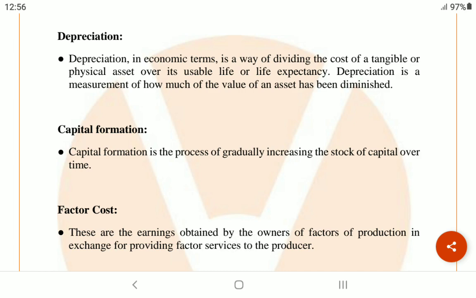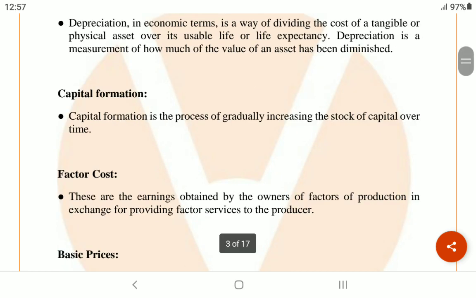Okay, next is depreciation. Depreciation, in economic terms, is a way of dividing the cost of a tangible or physical asset over its usable life or life expectancy. So depreciation is a measurement of how much of the value of an asset has been diminished. Okay, next is capital formation. Capital formation is the process of gradually increasing the stock of capital over time. Increasing the stock of capital over time is capital formation.